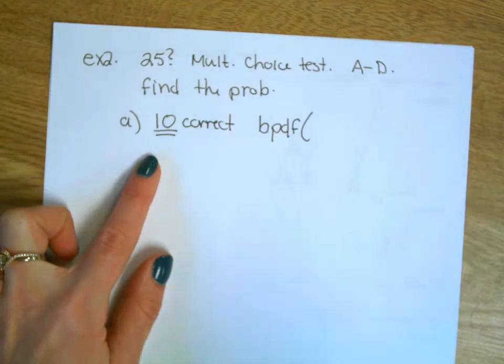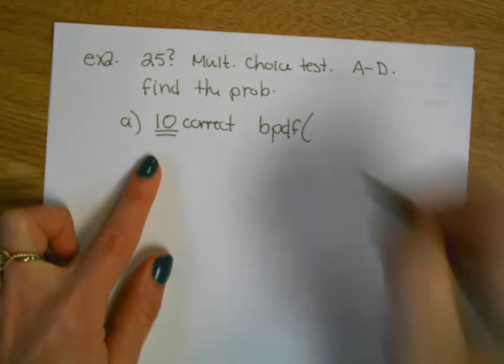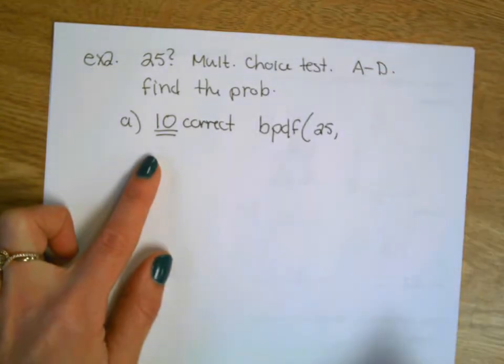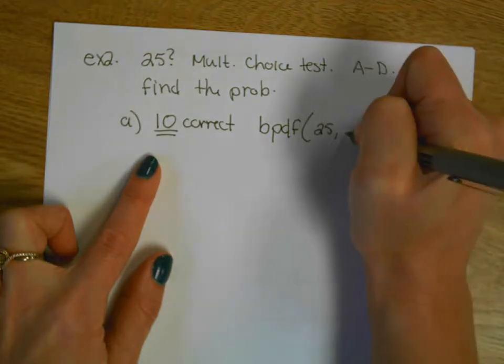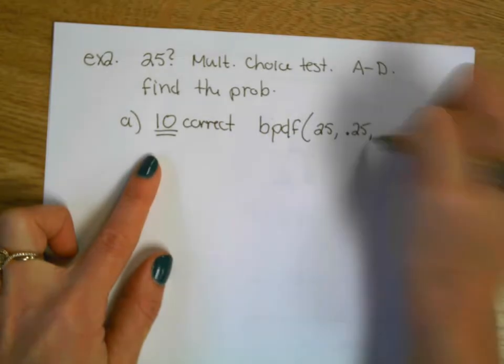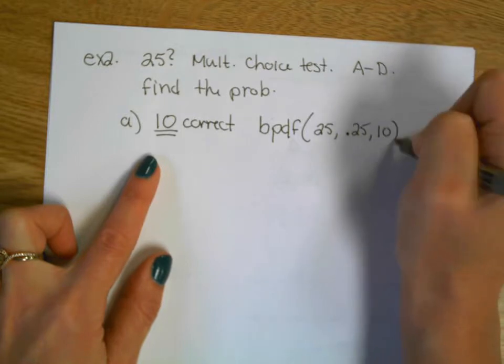If you look back at the notes, you've got to feed the binom 3 values, starting with number of trials. How many trials are we doing? 25. What's the probability of success? 1 in 4 chance, so I'm going to put in 0.25, for the A through D, 1 being correct. And then how many successes are we looking for? 10.